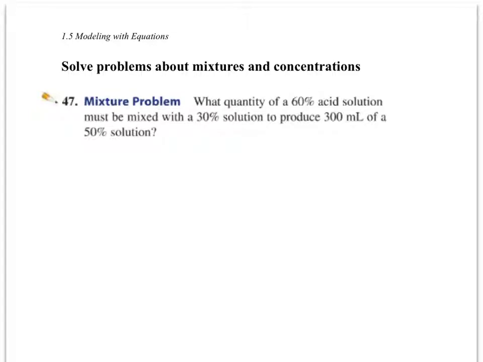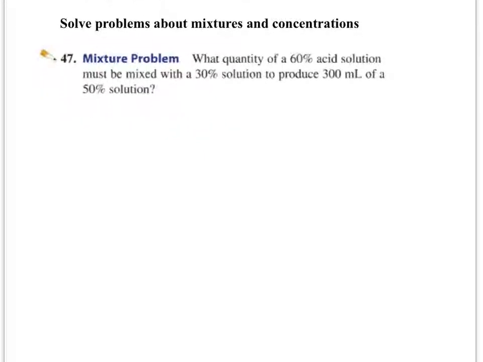The next problem type is mixtures and concentrations problem type. So these are typically involving two quantities that you want to mix together to make a third quantity, and so you need to know how much to mix of one or the other to make your concentration what you want it to be in the mixture.